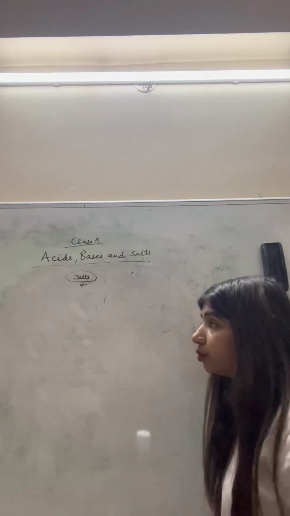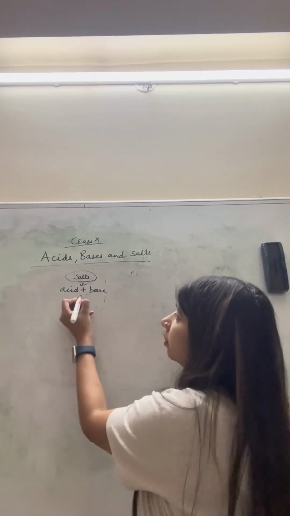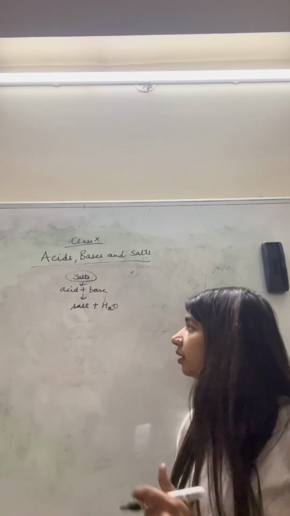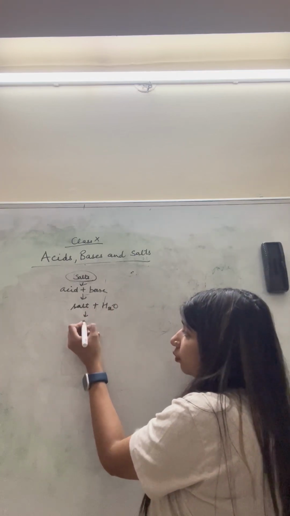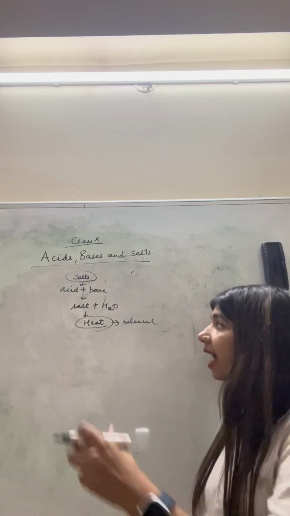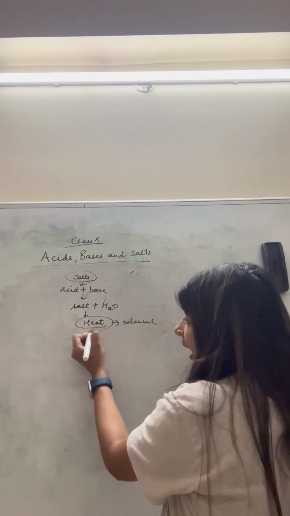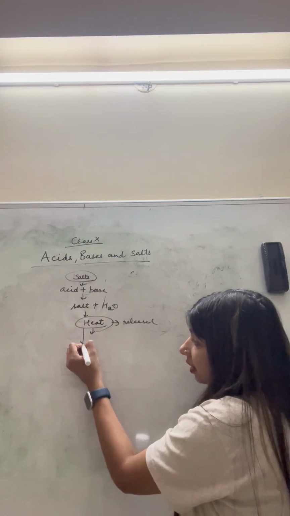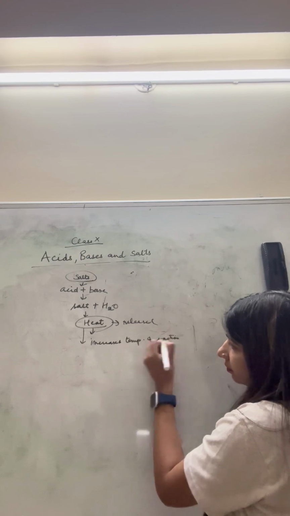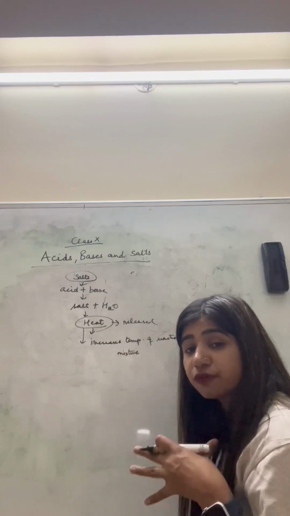So these salts are produced due to reaction between acid and base. When you combine an acid and a base together, you get salt. And water is also being produced. And there is huge amount of heat which is also being released. And due to this huge amount of heat, it increases the temperature of reaction mixture.